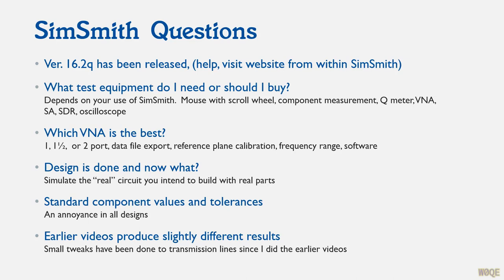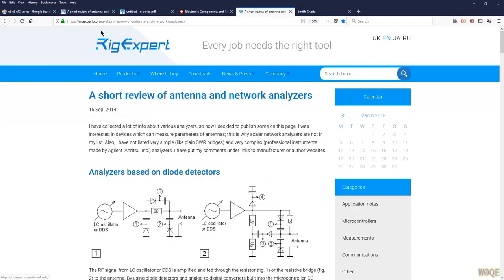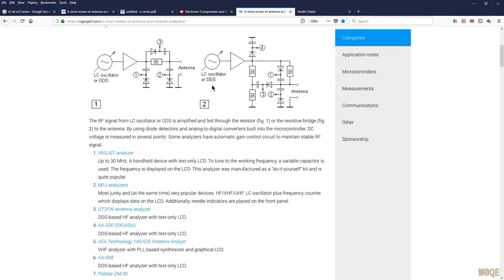Now, while we're at it, I found a really interesting page from the Rig Expert people. It's a couple years old, but it's on rigexpert.com, and it's a short review of antenna and network analyzers. It goes through all the different types of analyzers, whether they have diode detectors or receivers. A comment I'd make about diode detectors is that if you have them in your antenna analyzer, plan on not being able to use it to measure antennas on 160 meters if you have any AM radio stations nearby, unless you can calibrate the analyzer through a filter that gets rid of the broadcast interference.